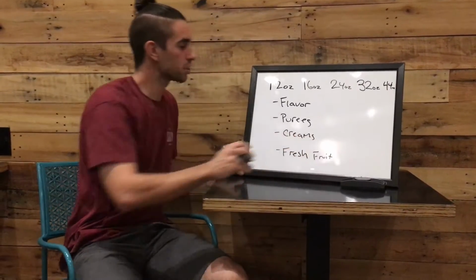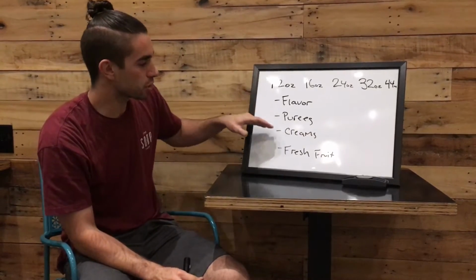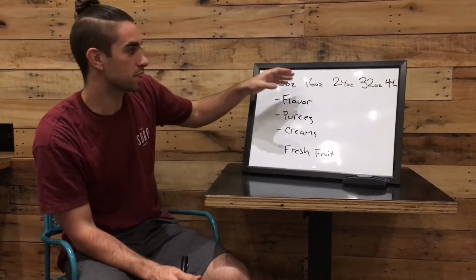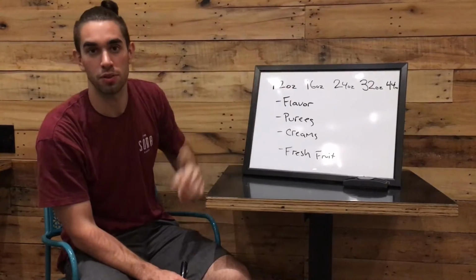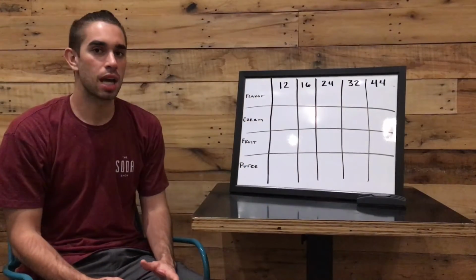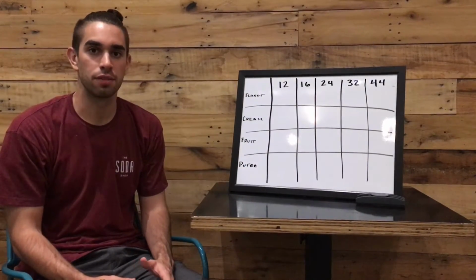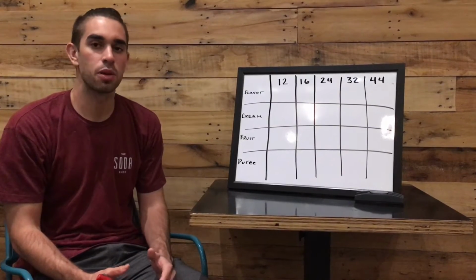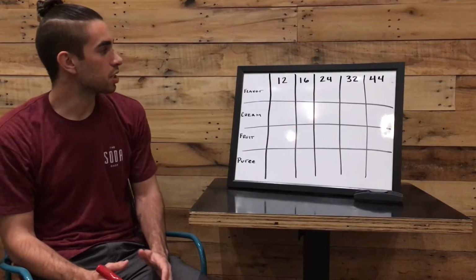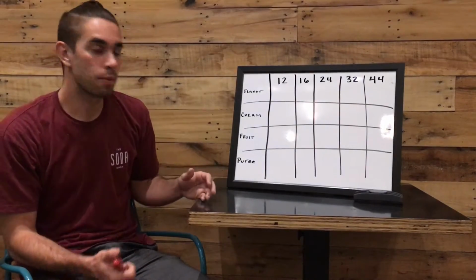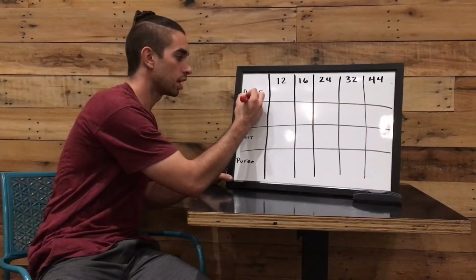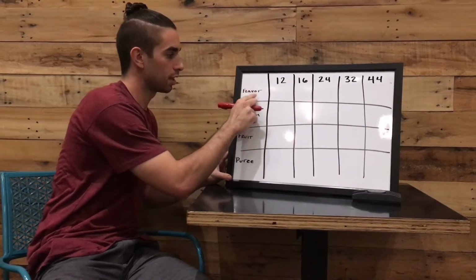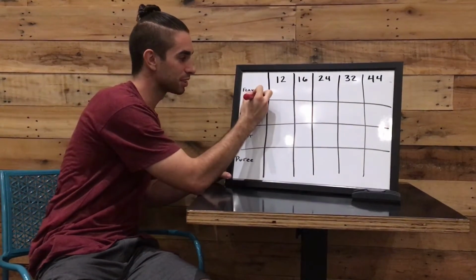Ratios are going to help us know how much flavor, purees, creams, or fresh fruit to put in a 12 ounce, 16 ounce, 24 ounce, 32 ounce, and 44 ounce. The ratios will take some time to get used to, but be patient with yourself. As you practice, you'll get the hang of it. We're going to go over this slowly, and then we'll review. So to get started, we're going to go over the 12 ounce. And before we get started, just remember that all of this is in terms of pumps.